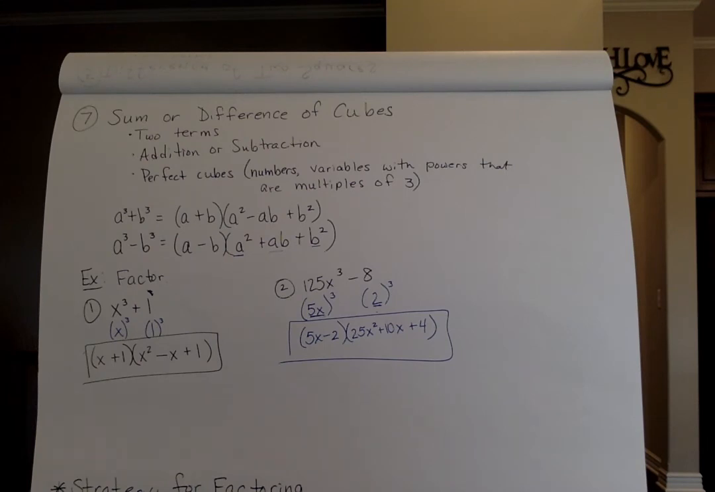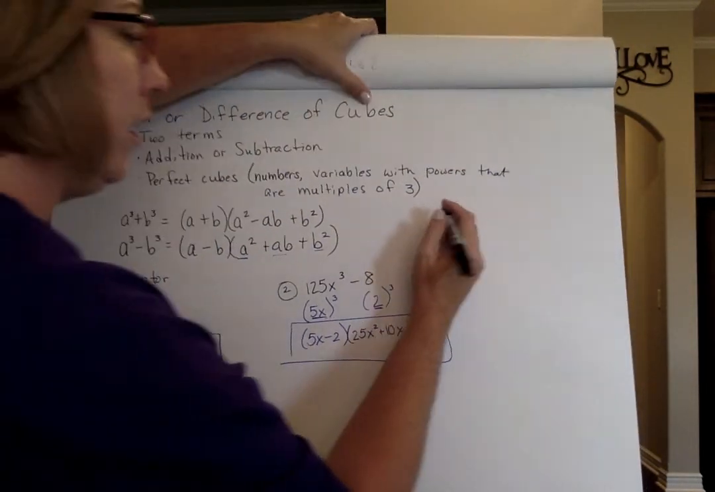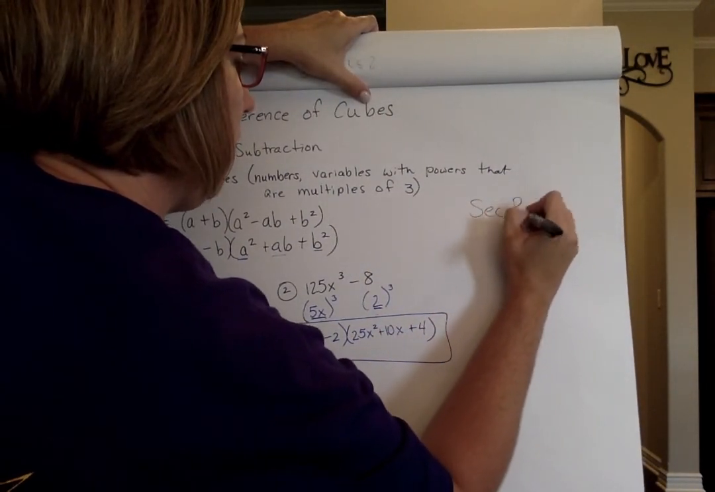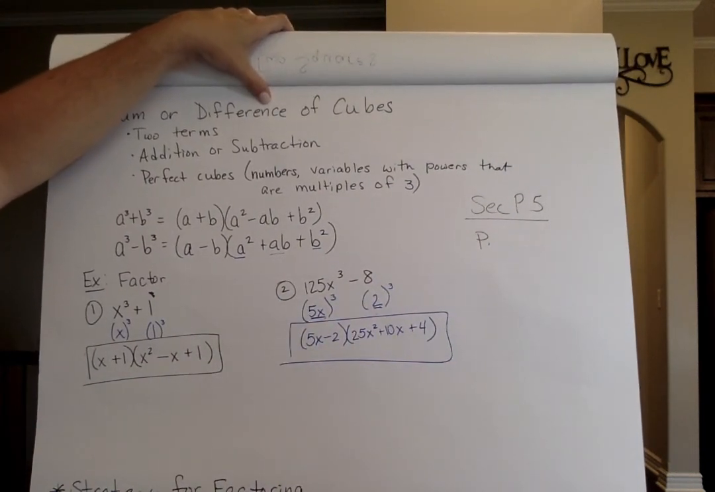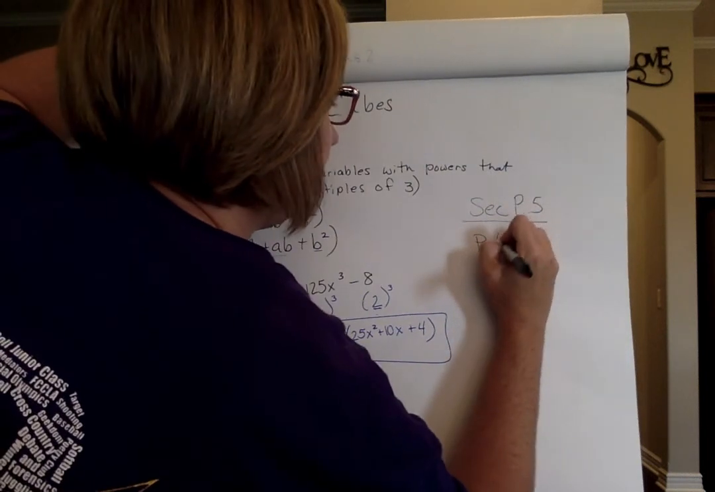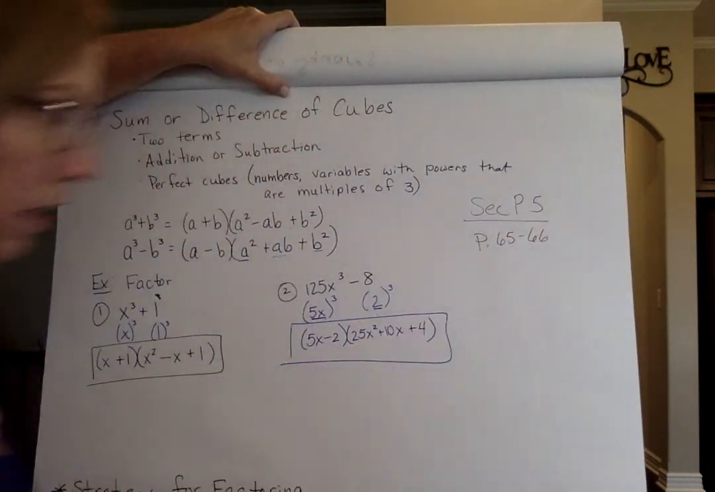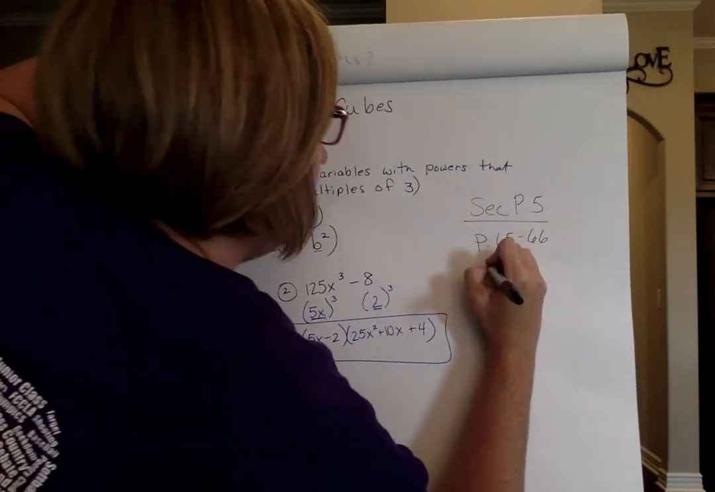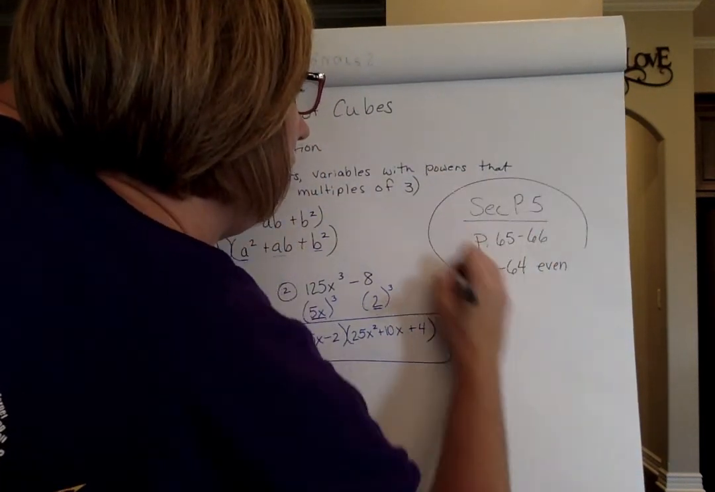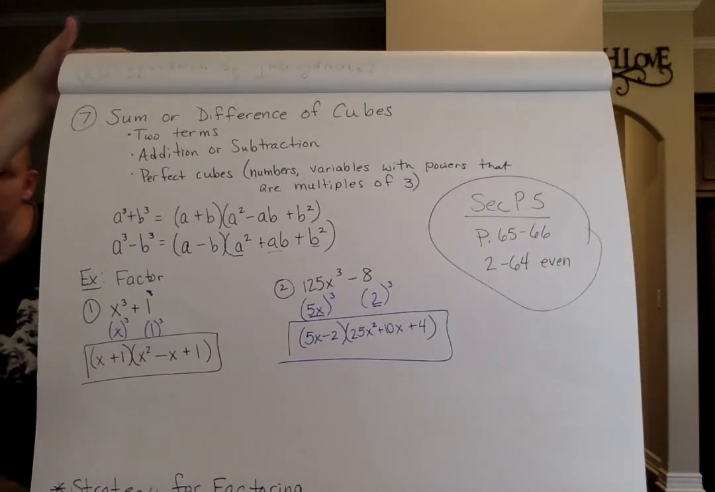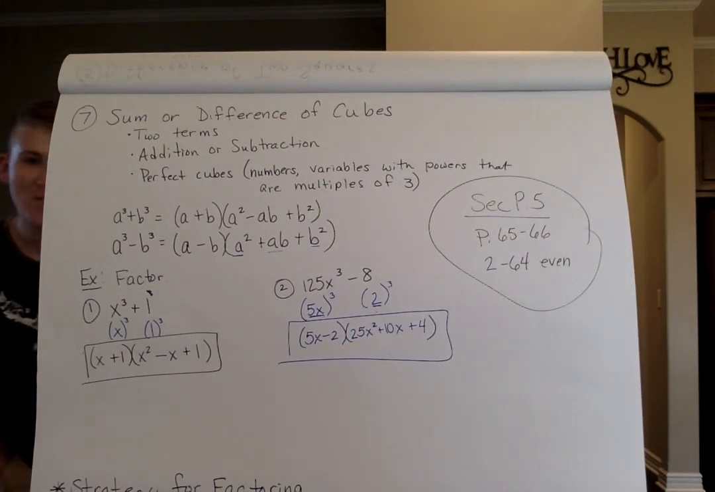All right, so I'm ready to give you your assignment for this one. This is going to be section P5, pages 65 and 66, and it will be numbers 2 through 64 even. That's the assignment that you'll be looking for next time.